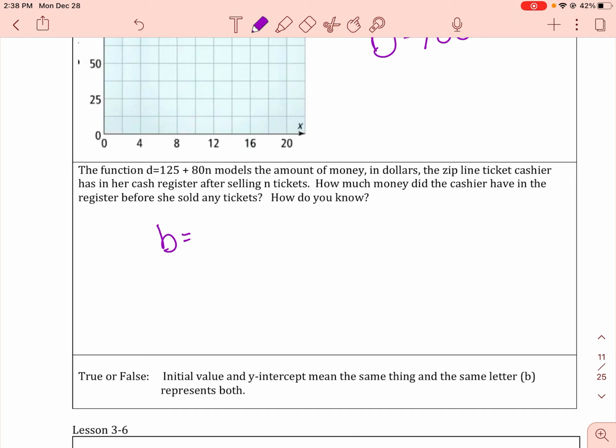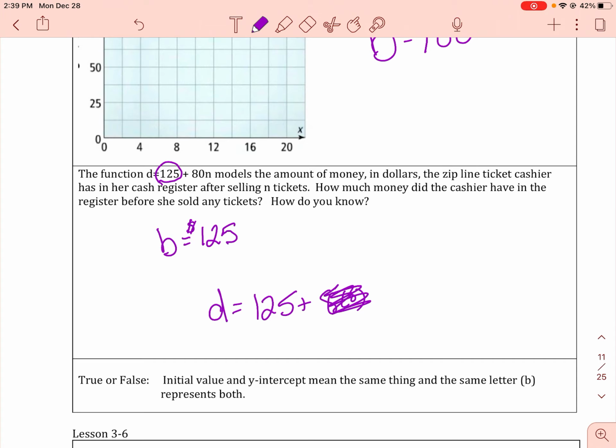Two ways we can do this. One, how much money was in the register when 0 tickets were sold? 0 times 80 is 0. 125 plus 0 is 125. Or you can look at the equation and see that the number without the variable, the constant, is 125. So you should know that's our y-intercept. Y-intercept also means initial value. So we started with $125 in the register before any tickets were sold, because we know that 125 is our initial value, because it is the constant in the equation.